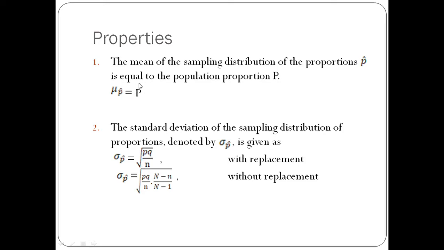Now p is the proportion or probability of favorable outcomes, and q is the probability of non-favorable outcomes. Or we can say that p is the probability of success in which we are interested, and q is the probability of failure in which we are not interested, and n is again the number of items in the sample, or simply the sample size. If you are doing the sampling with replacement, we are going to use the first formula, and if we are using sampling without replacement, we are going to use the second formula.